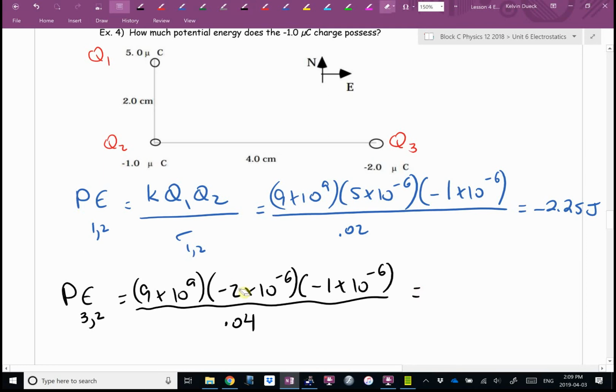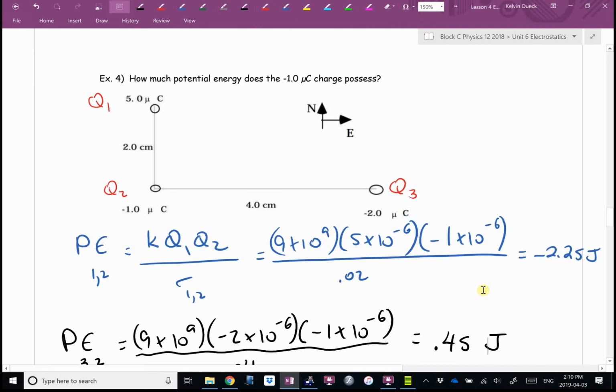This is smaller. You're going to get a much smaller answer than negative 2.25. First of all, you're going to get a positive answer. I think less than 1, but I'm not going to give you much more than that. Sorry? Positive 0.45? Okay. That's the potential energy between those two. Now what? What am I going to do with those two answers?